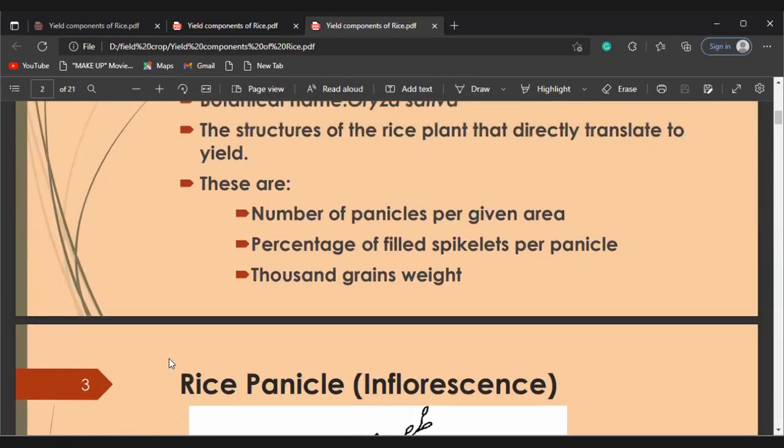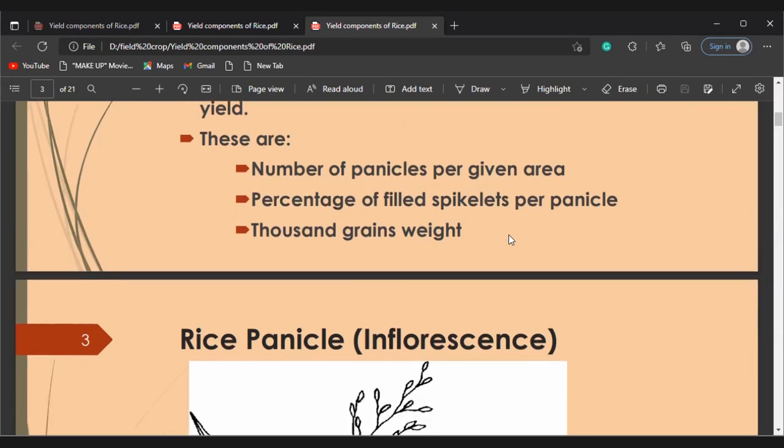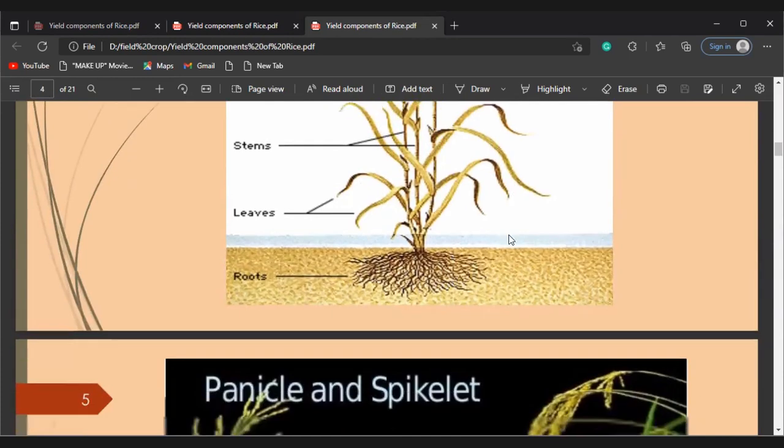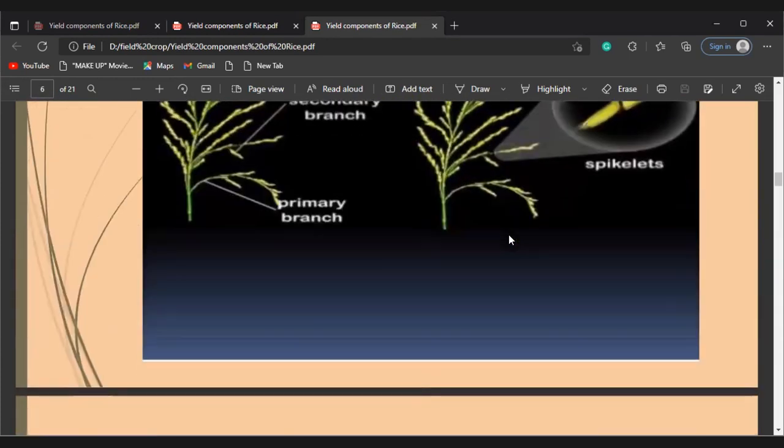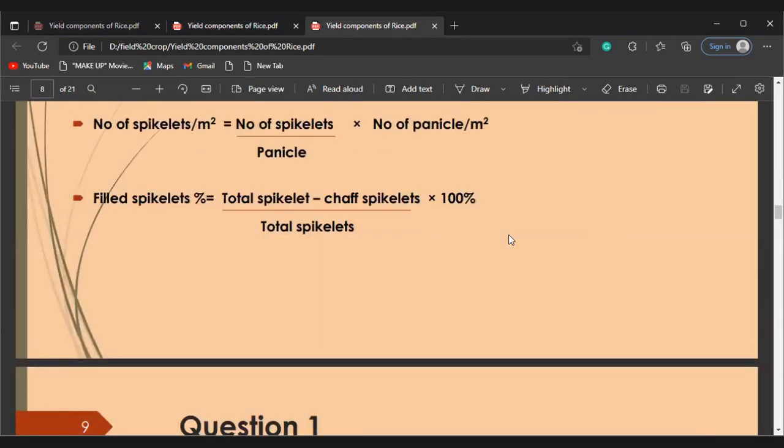So here we discussed the filled one, but for yield there is one more factor. That's why I come to discuss it again: number of panicles per given area, percentage of filled spikelets per panicle, and 1000 grain weight. And in between these two, we have to consider the number of spikelets in the panicle. Yes, that also can determine the yield, no? If the spikelets are produced in high number in the panicle, then ultimately the yield is high, isn't it?